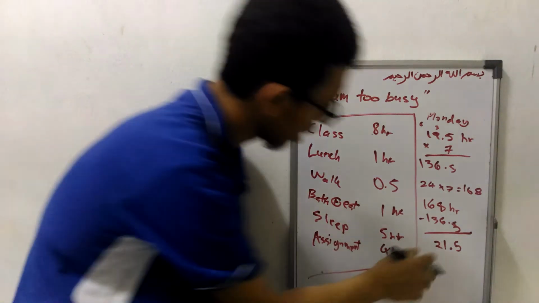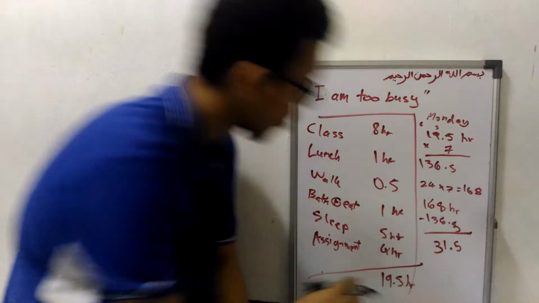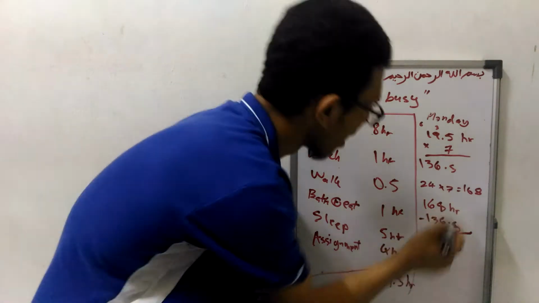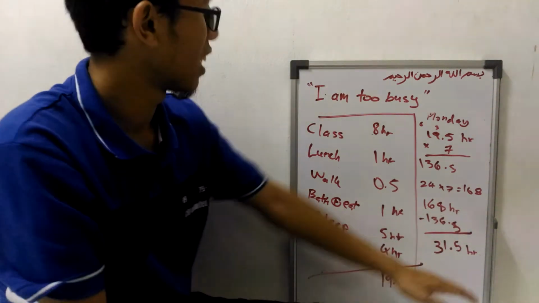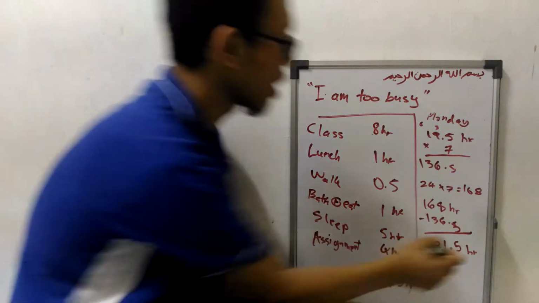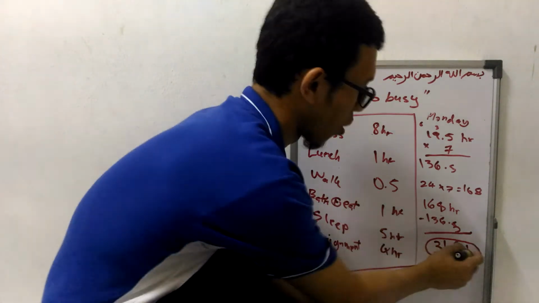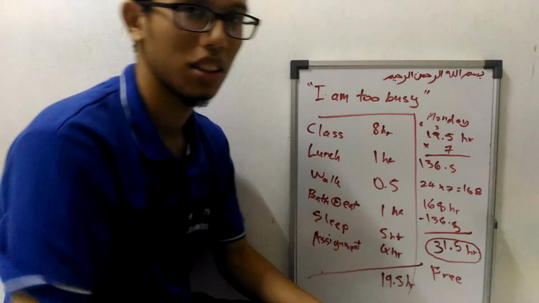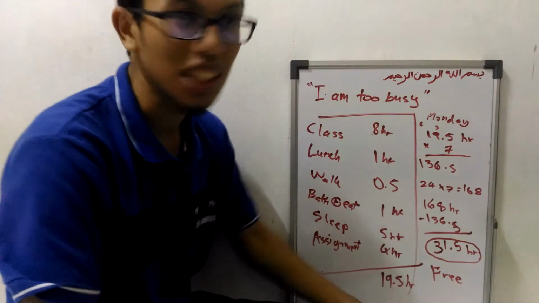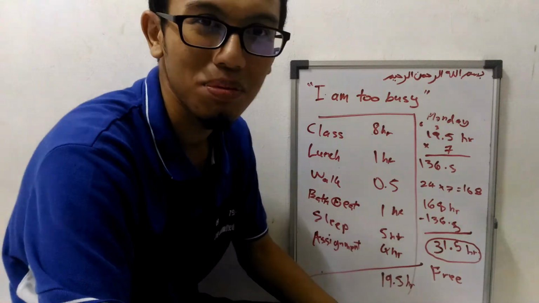So there you have it. No, actually this is 3. That's why I feel something is wrong. Okay, so actually you'll get 31.5 hours of free time per week if every day is the busiest day of the week.